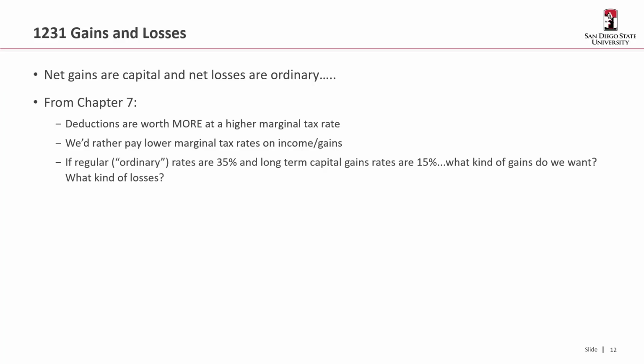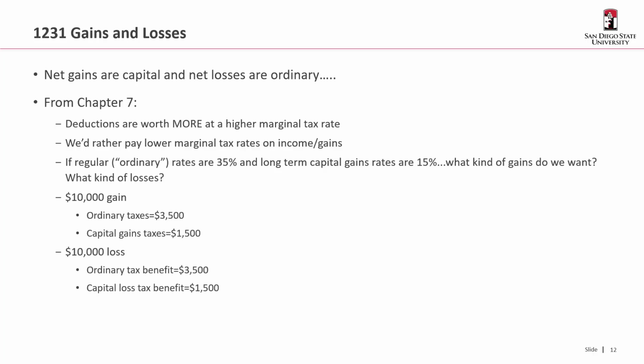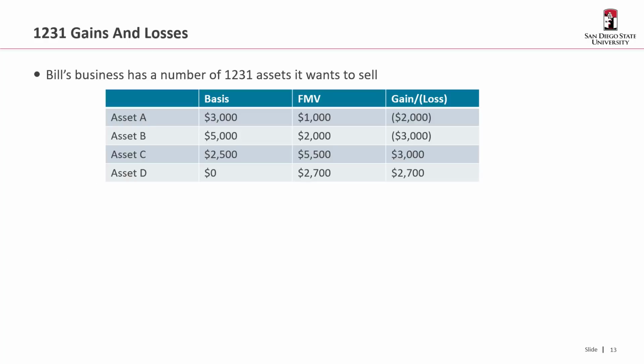So this is just exploring that best of both worlds concept. So if we had a $10,000 gain, if we had to pay ordinary tax on it, it'd be $3,500. If we paid capital gains tax on it at 15%, it's only $1,500. I'm pretty sure what kind of character gain I'd like. If we flip that over and treat it as a loss instead, well, I'd rather have the ordinary tax benefit of $3,500 than the capital loss benefit of only $1,500. So you can see that really we have a really good outcome here under 1231.